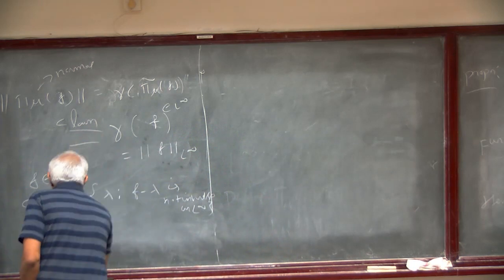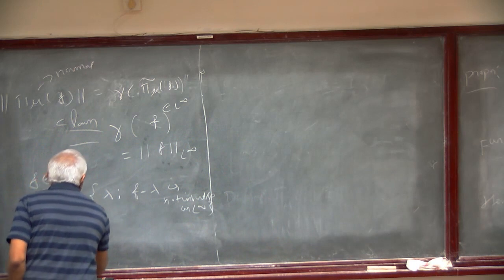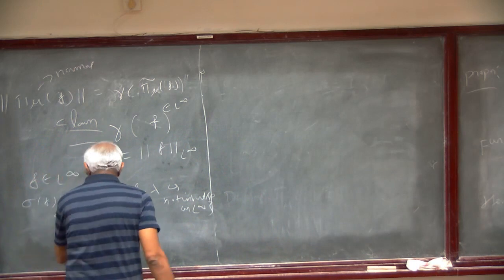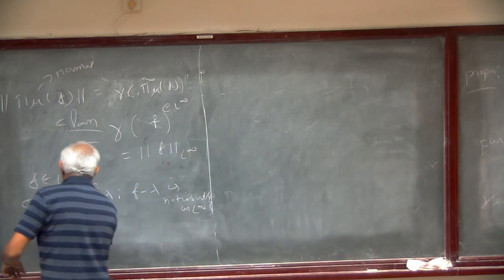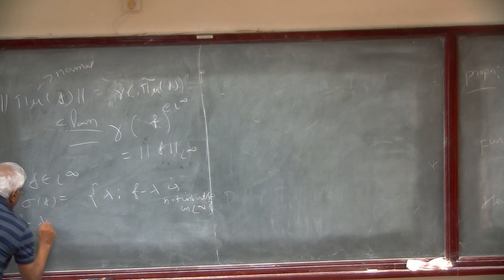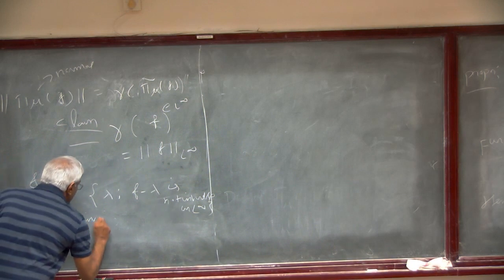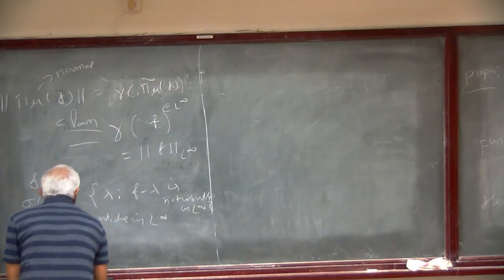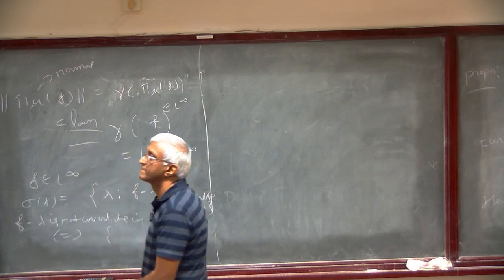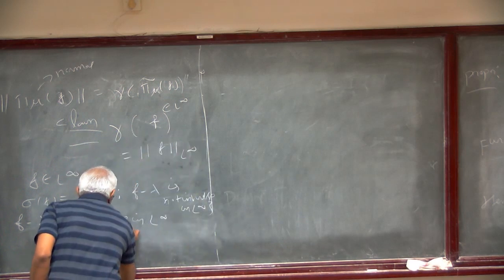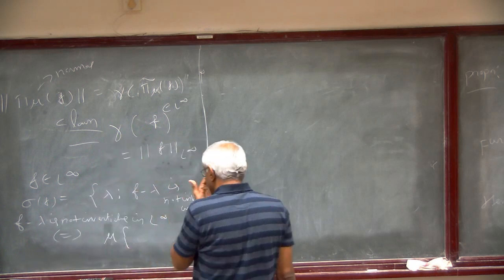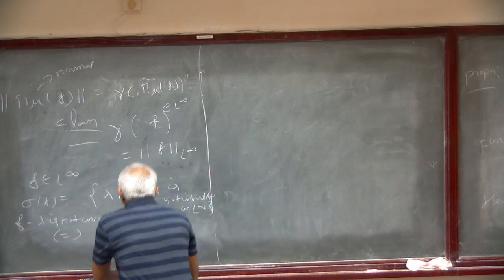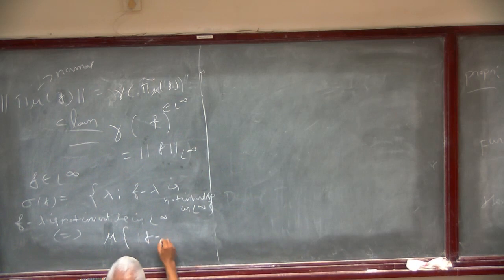But that is equal to, again a claim, all those lambda such that F minus lambda is not invertible in L infinity is equivalent to saying mu of this set, where F minus lambda is less than epsilon, is greater than 0 for all epsilon.